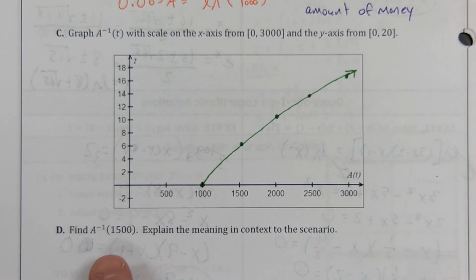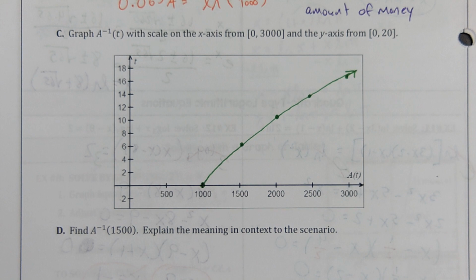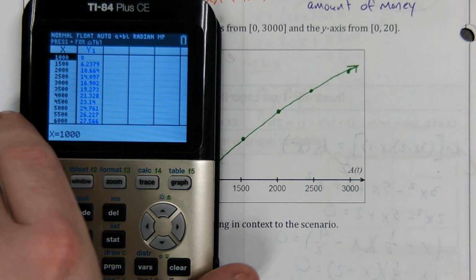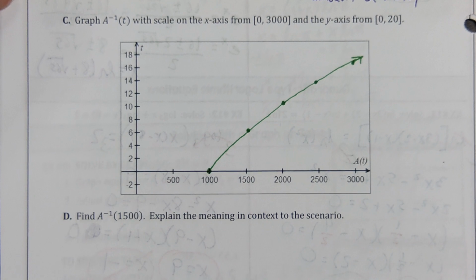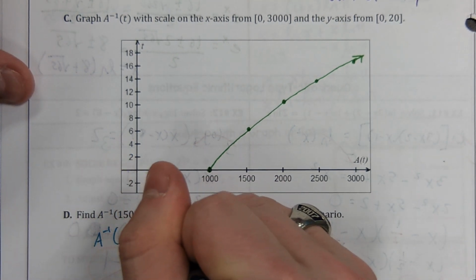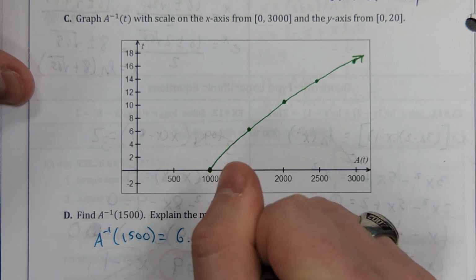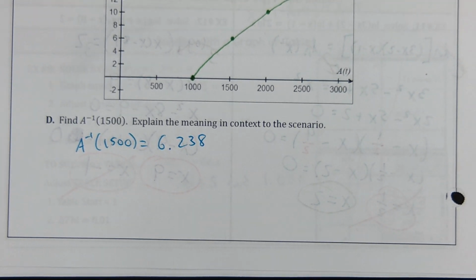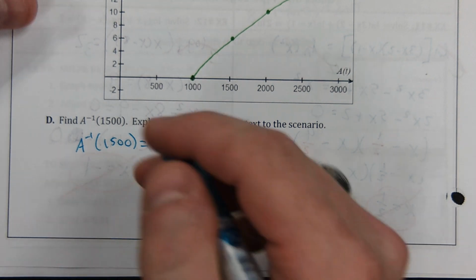So it says find A inverse of 1,500 and explain the meaning. Well, we already did that. It's 6.238. So we used our table for that one. When it says explain the meaning in the context of the scenario, it means you will have $1,500 after 6.238 years of growth.